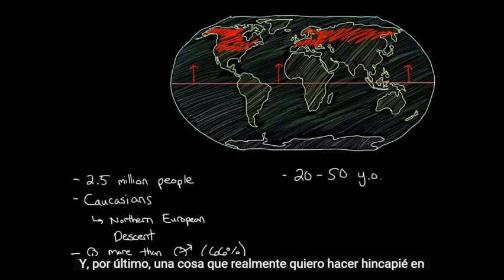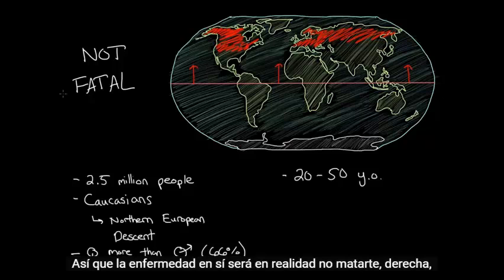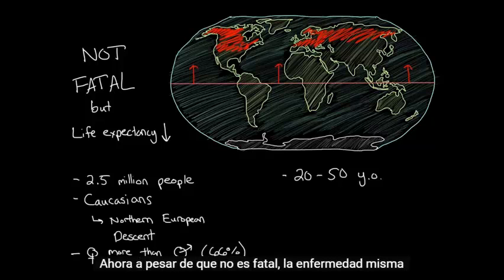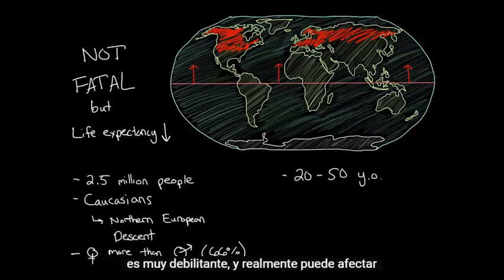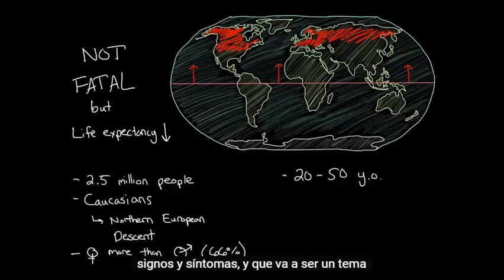And lastly, one thing that I really want to emphasize is that the disease itself is not fatal. So the disease itself won't actually kill you, right? But the life expectancy is a bit lower. And it's thought to be lowered by about a few months to a few years. Now, even though it's not fatal, the disease itself is quite debilitating, and it can really affect the person's lifestyle through a number of different signs and symptoms. And that'll be a topic.